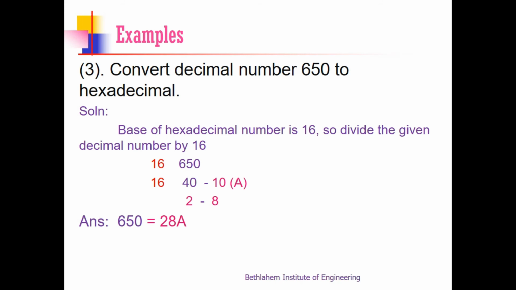Till now we have seen 3 examples. In these 3 examples, the given number is a decimal number and you are asked to convert to some other system. And only the integer part of this number is given, so you have used the division method.